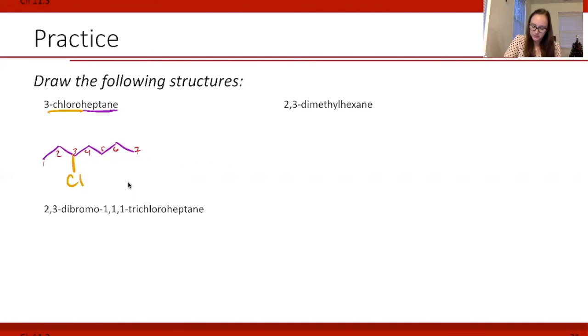We have 2,3-dimethylhexane. Hexane is our main carbon chain. Let's draw that first. 2, 3, 4, 5, 6. Number it. 1, 2, 3, 4, 5, 6. And then we have 2,3-dimethyl. So at the 2 position, we have a methyl group, and the 3 position, we have a methyl group.